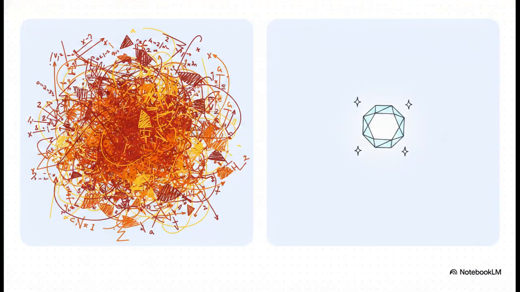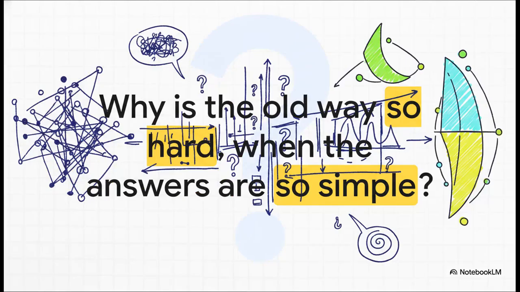So you have this absolutely massive disconnect. On one side, you've got a computational nightmare with millions of parts. On the other side, you have a final answer so simple and clean it could fit on a Post-it note. This enormous mismatch was just screaming that we were missing something really fundamental about how reality works. And that brings us to the question at the very heart of this. Why was the established Nobel Prize-winning method so unbelievably hard when nature's own answers were so simple? It felt like we were using completely the wrong language to ask the question in the first place.